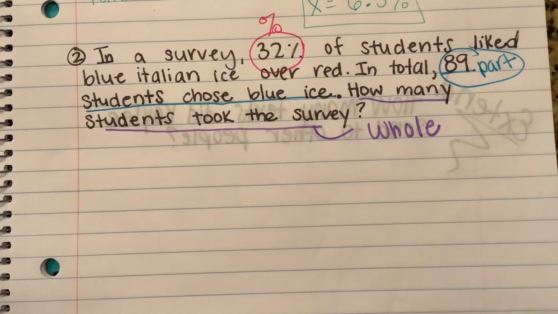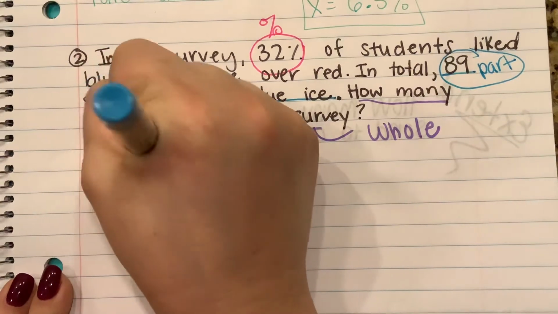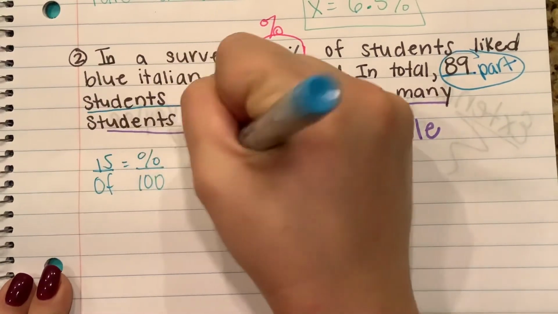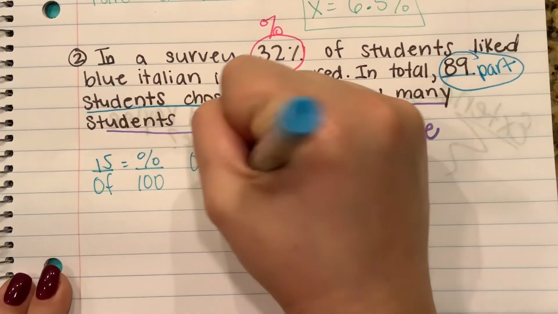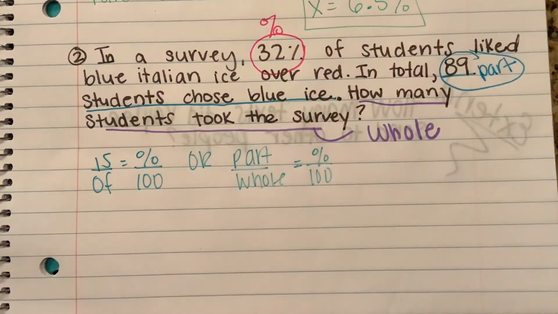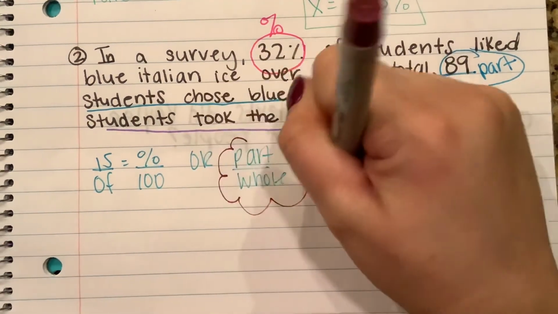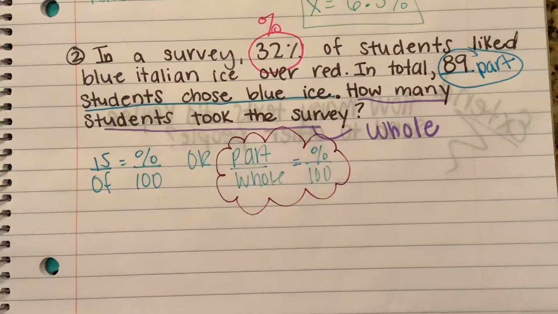Okay, we start out every problem the Miss Janke way by writing out what we plan to do, and that is to use is over of equals percent over 100, or part over whole equals percent over 100. As you read through this problem, hopefully you determined that the better formula to use in this particular problem is the part over whole. So let's go ahead and use that method to plug in our given numbers.